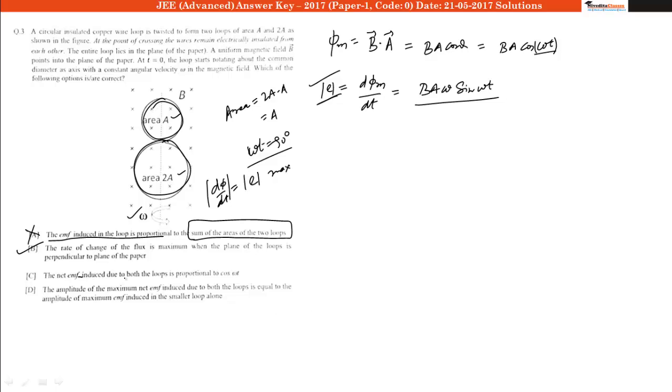Now the net EMF induced due to both of the loops is proportional to cos omega t, which is not true. We have just found that EMF is proportional to sin omega t. So this is a wrong statement. Next says that the amplitude of maximum net EMF induced due to both the loops is equal to the amplitude of maximum EMF induced in the smaller loop. In the smaller loop we have the area A, and if we talk about both loops together, then also we have the same area. So in both cases, the EMF induced will be equal in magnitude. So our option D is a correct choice.